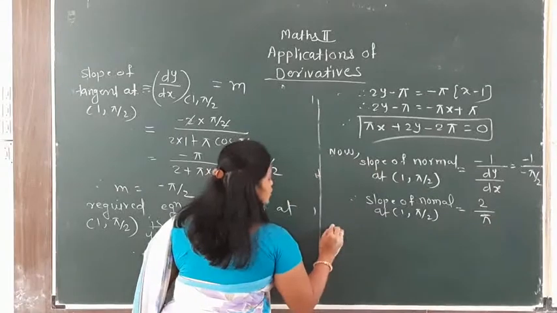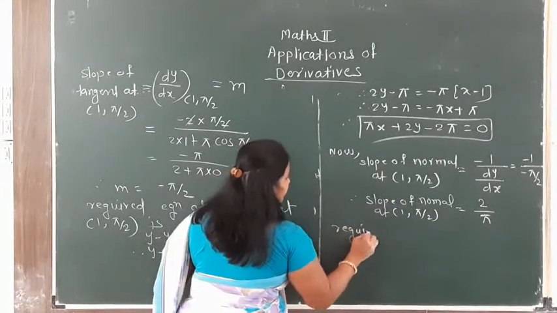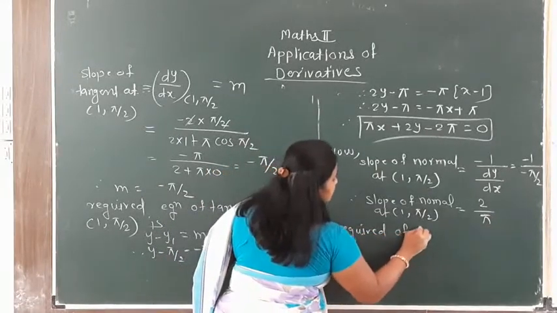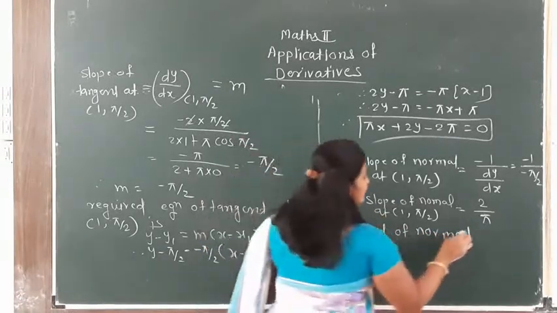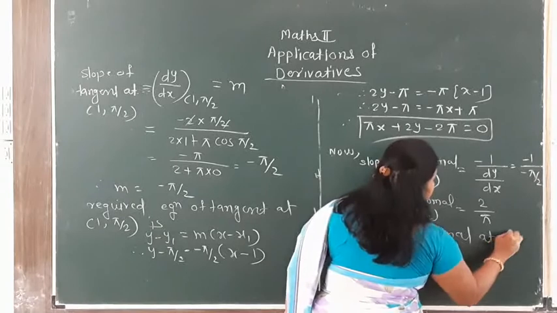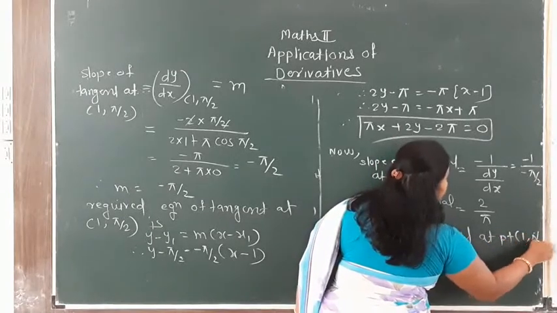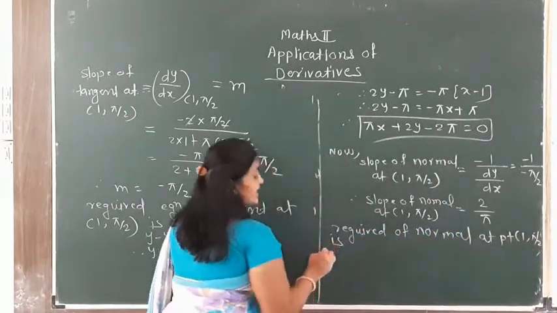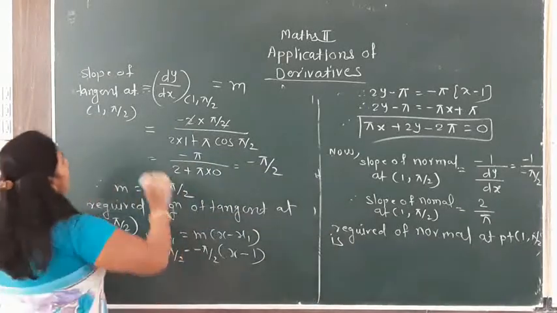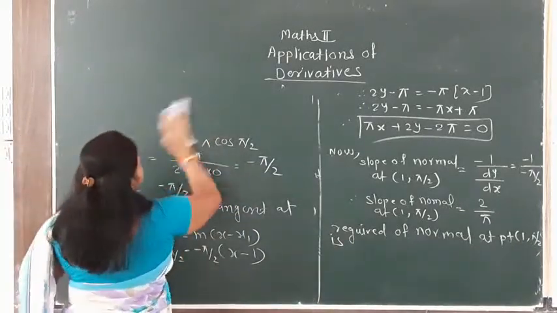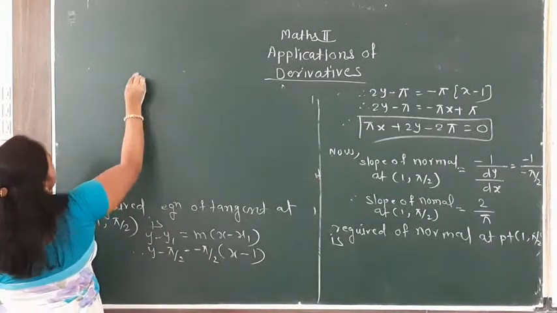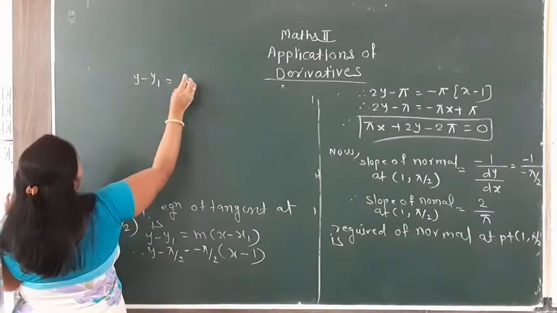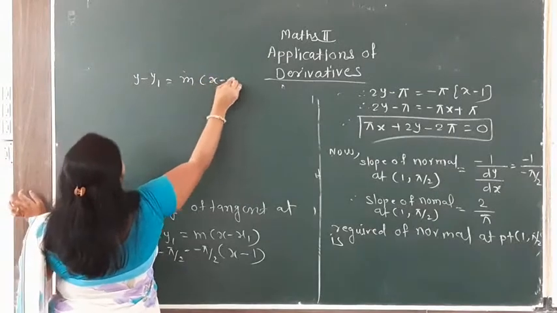2/π. So the required equation of the normal, having slope 2 upon π at the point (1, π/2), is, again, we can use the same formula: y − y1 = m(x − x1).